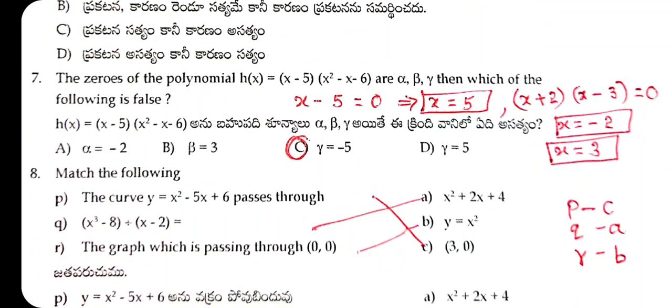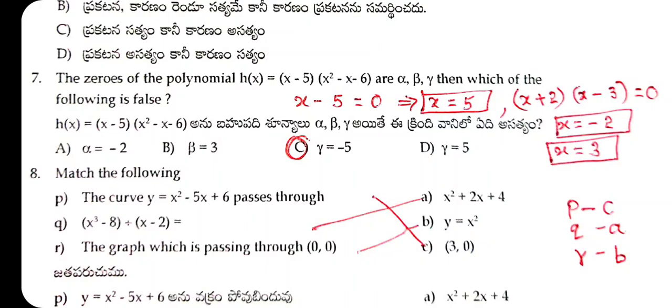The zeros of the polynomial h of x is equal to x minus 5 into x square minus x minus 6 are alpha, beta, gamma. Then which of the following is false? See here, zeros of the polynomial means we have to make the polynomial equal to 0. So x minus 5 is equal to 0 means x is equal to 5, one root. And x square minus x minus 6 can be written as x plus 2 into x minus 3.